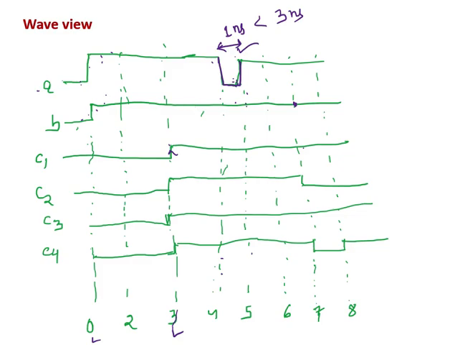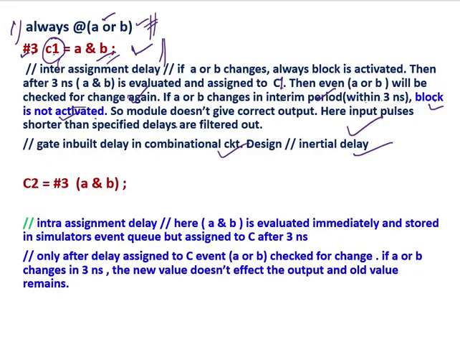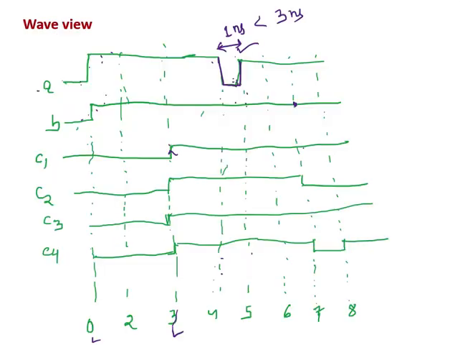So if you encounter this kind of situation, where there is a change in A and B which is less than 3 nanoseconds, then those delays are ignored and filtered out. So here we did not find the 1 into 0 after 3 nanoseconds. The same value will be continued, the previous value will be continued to the next time step.